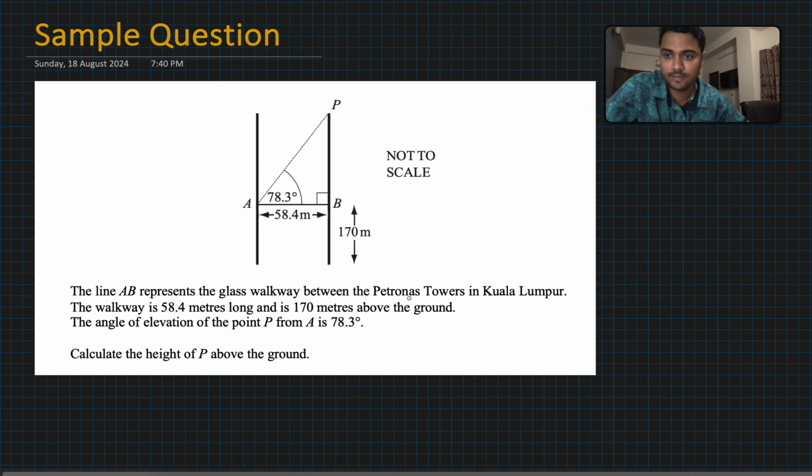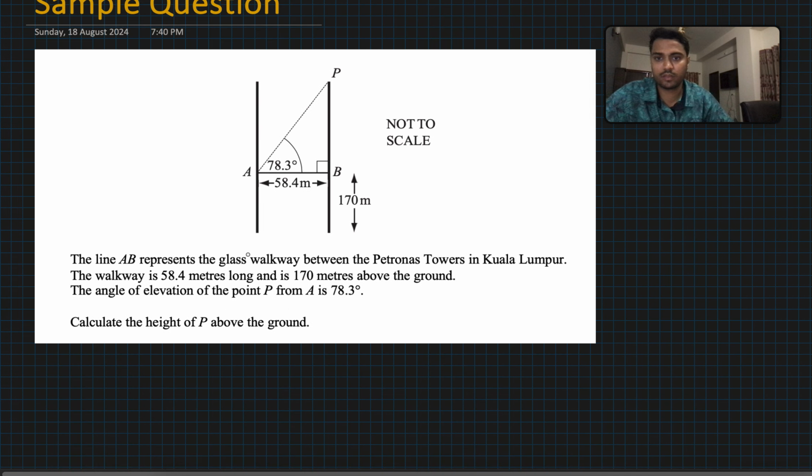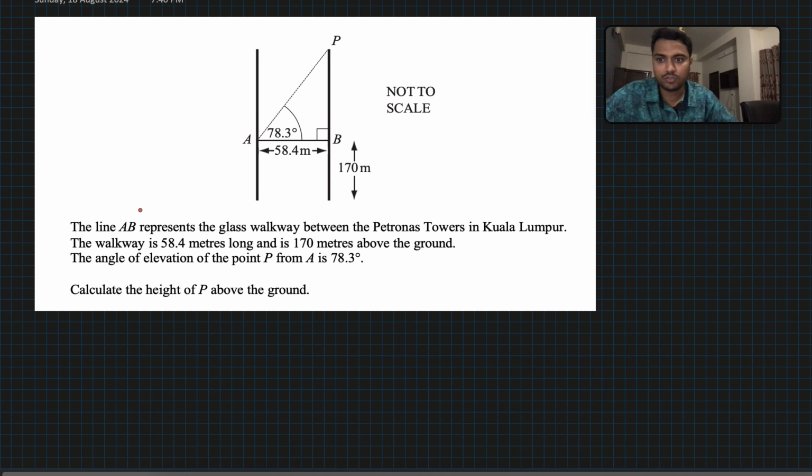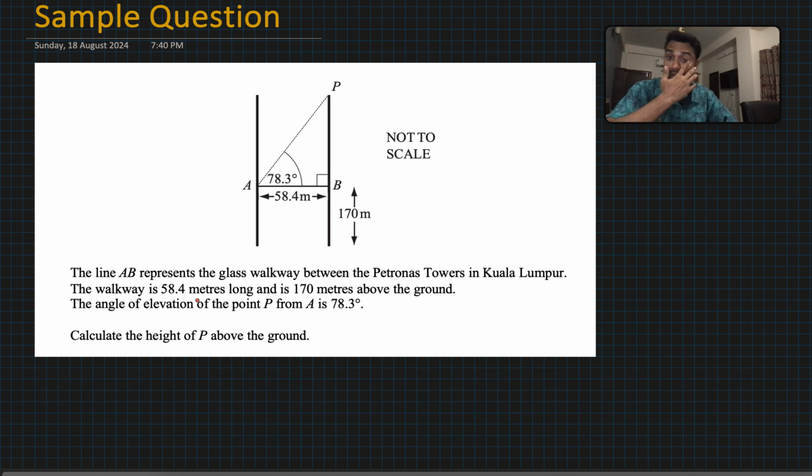So this is a sample question. Let's try to solve this one. It says the line AB represents the glass walkway between the Petronas Towers in Kuala Lumpur. The walkway is 58.4 meter long and is 170 meters above the ground.